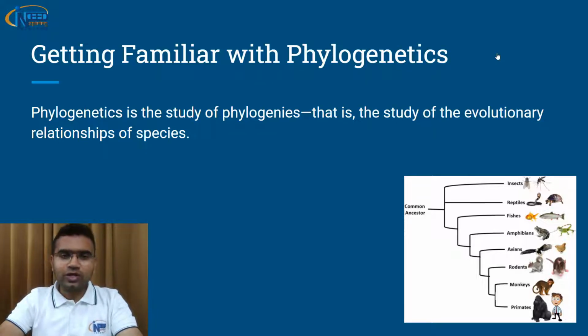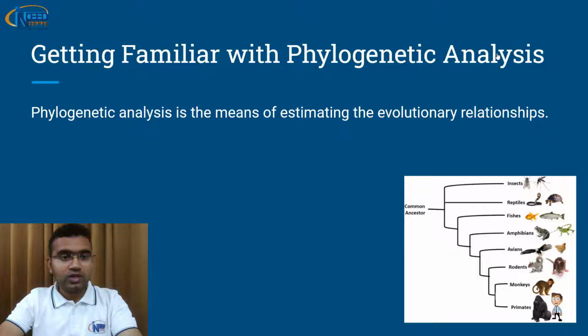Phylogenetics is the study of phylogenies, and phylogeny is the study of evolutionary relationships of species. Now, insects and reptiles can have some relations. In a similar way, monkeys and primates may have some relationships. And this study is called phylogenetics. And then we do phylogenetic analysis. This means the estimation of evolutionary relationships, that is, how much relation there was, how strong or how weak the relation was.